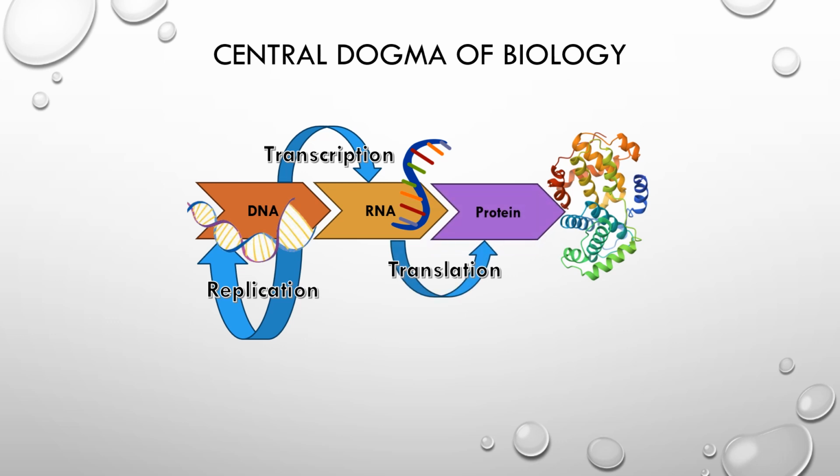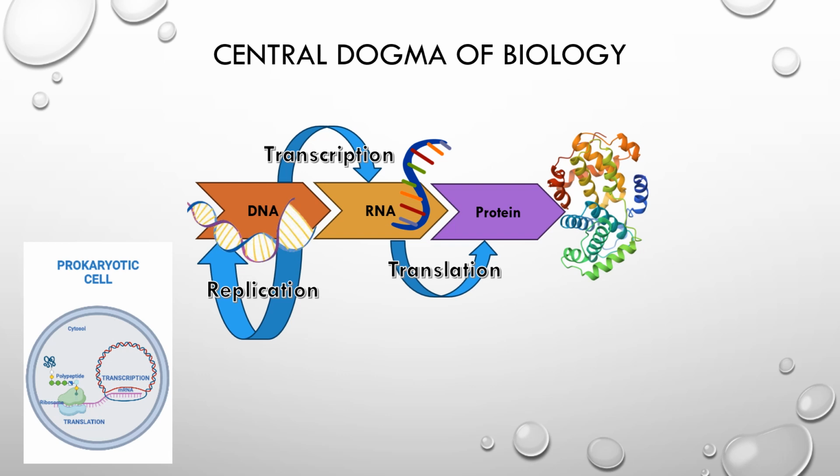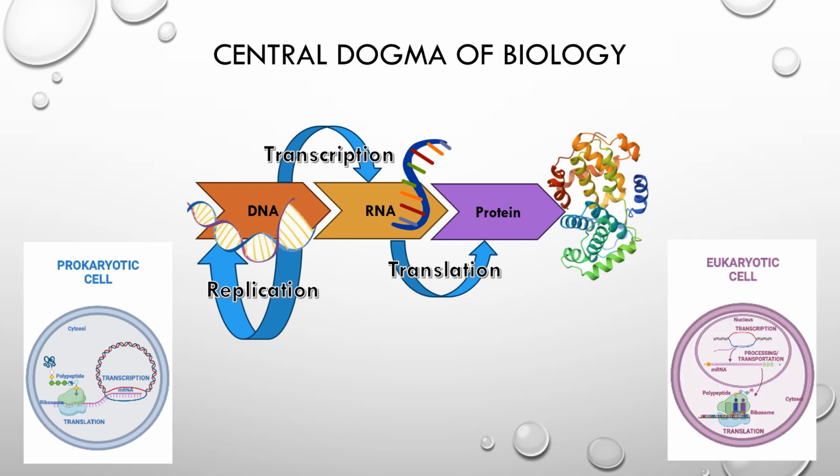However, there are some key differences between these processes in prokaryotic cells, which carry out transcription and translation in parallel, versus eukaryotic cells, which carry out transcription in the nucleus and translation in the cytoplasm. In eukaryotes, mRNA processing and export must take place before an mRNA transcript can leave the nucleus and undergo translation.